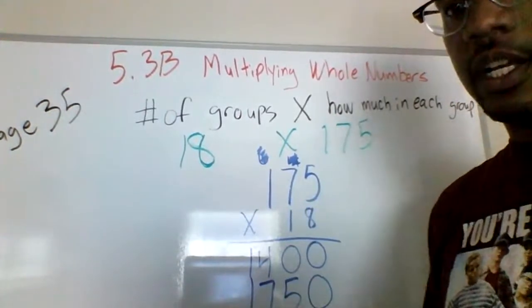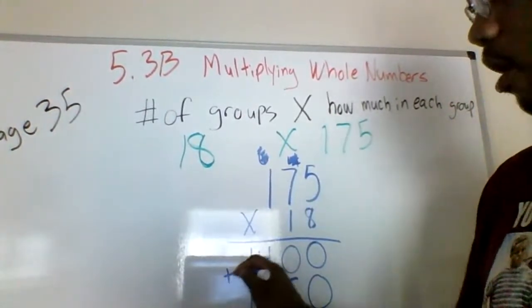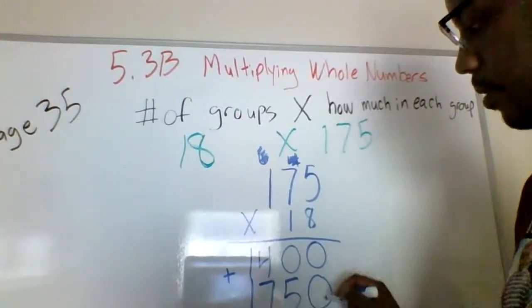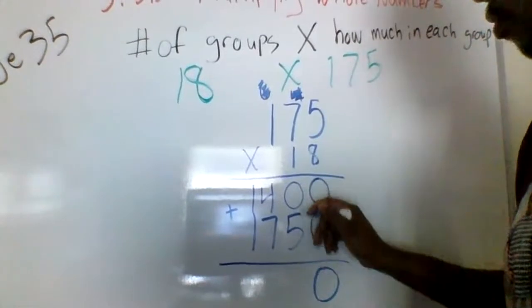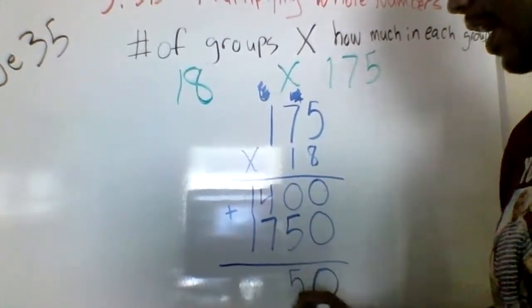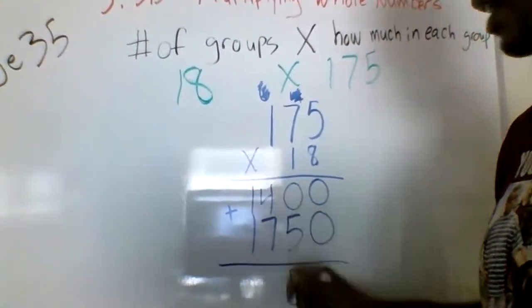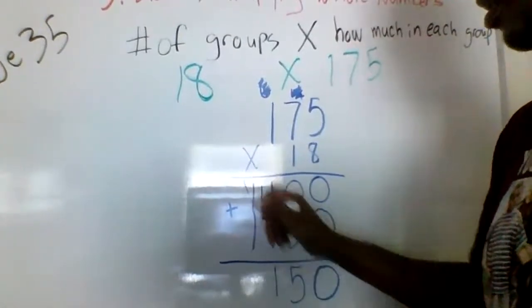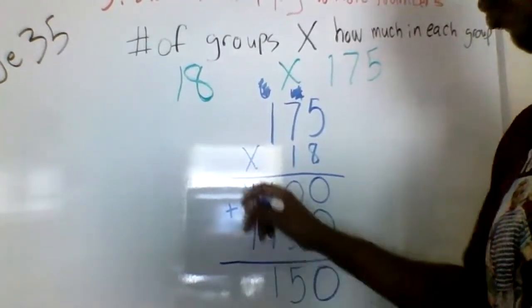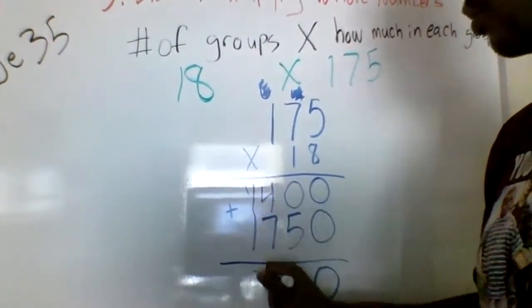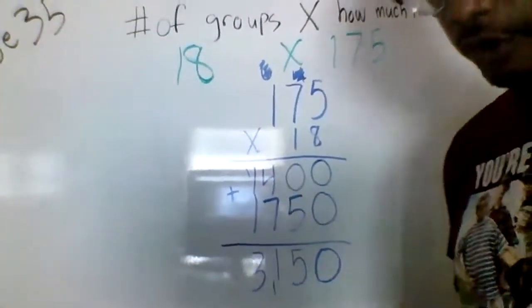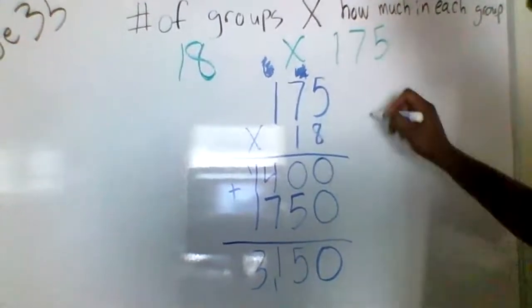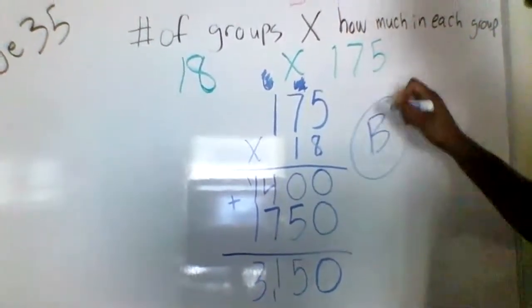All right? Now I just add them all up. 0 plus 0 is 0. 0 plus 5 is 5. 4 plus 7 is 11. 1 plus 1 is 2, plus 1 is 3. So it's 3,150 kilograms, right? Which is B as in boy.